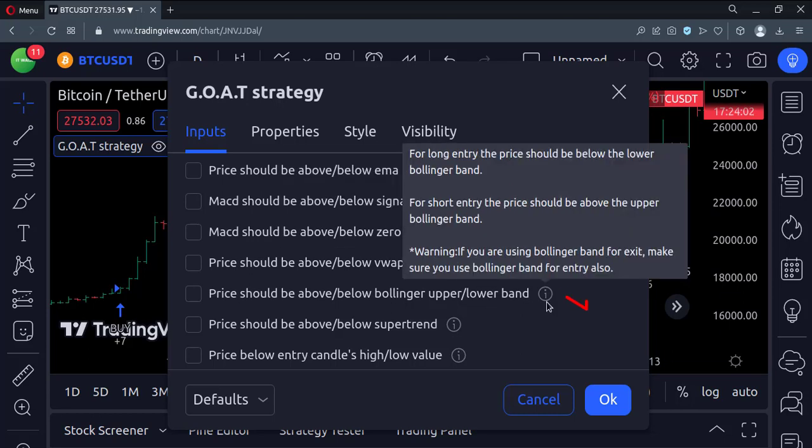Now, the Bollinger Band option says that, for a long entry, the stop loss will hit if the price is below the lower band of the Bollinger. For a short entry, the stop loss will hit if the price is above the upper band of the Bollinger.